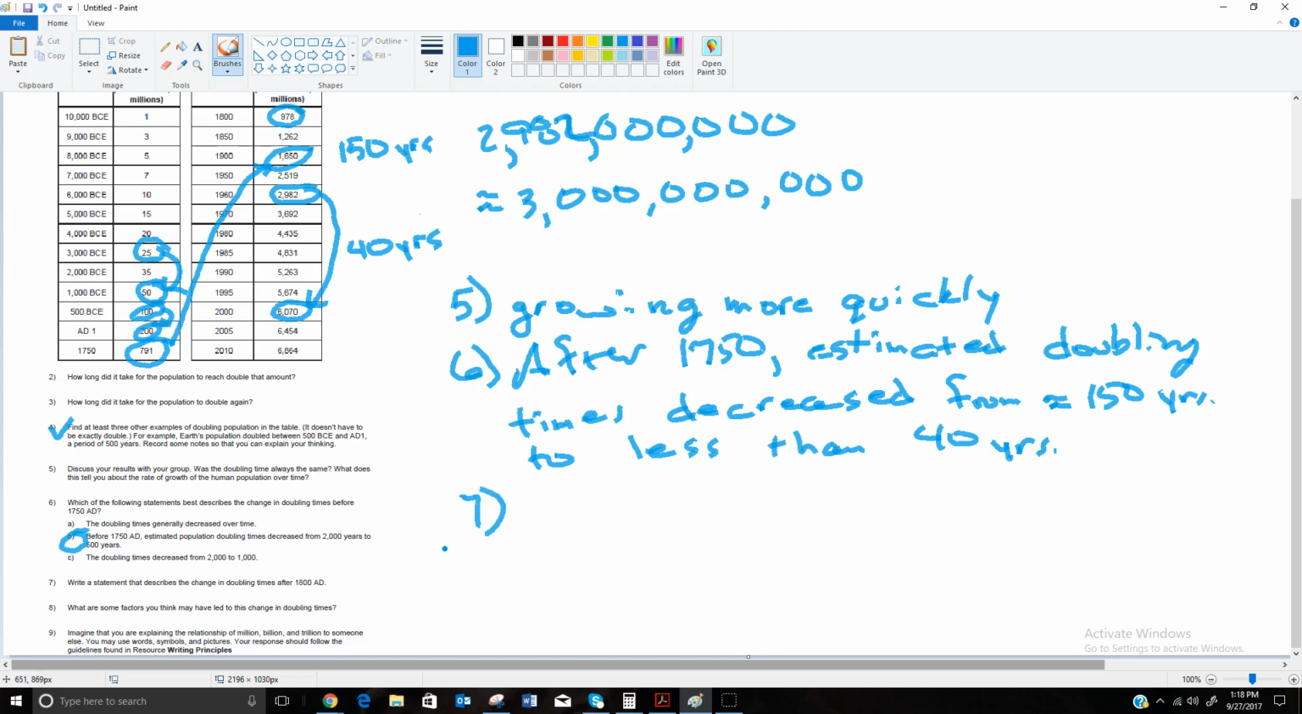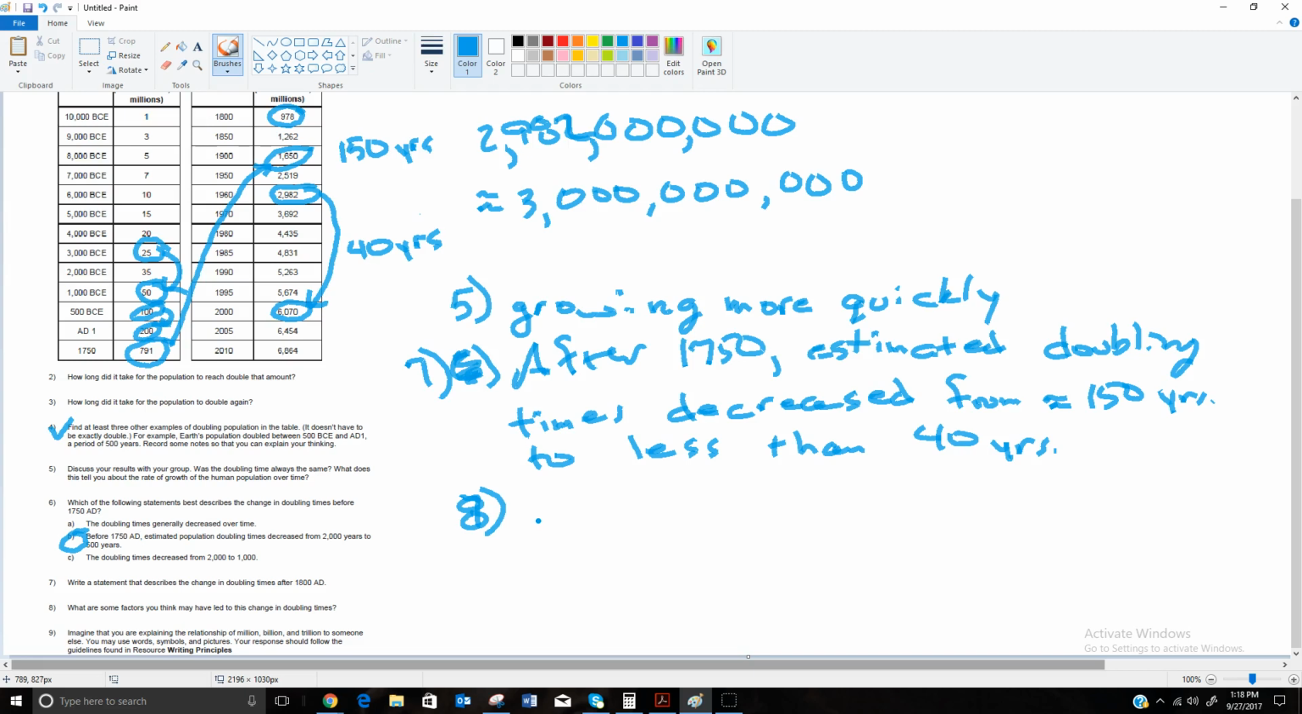Okay, so for number 7 it says write a statement that describes the change in doubling time. Whoops, that was that. Sorry, this was number 7. Number 6 was just to pick the multiple choice. So we're on number 8. What are some factors you think may have led to this change in doubling times? Well, why is the population doubling more quickly?